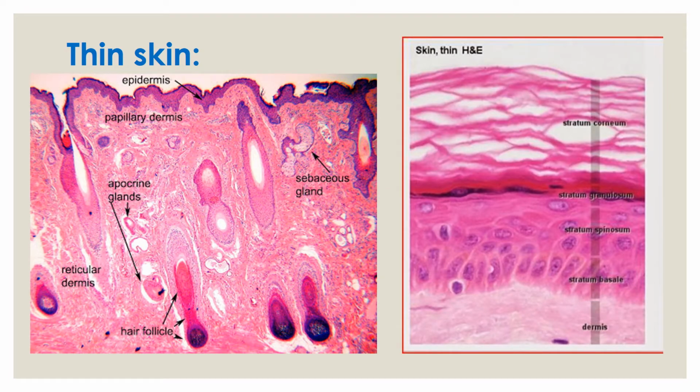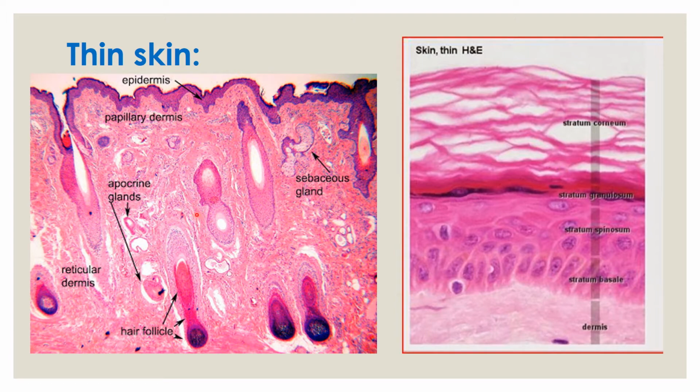This is a photomicrograph showing you the thin skin. You can identify all the layers of the epidermis: the stratum basale, the stratum spinosum, the stratum granulosum, and the stratum corneum. But the stratum lucidum is absent in this thin skin.